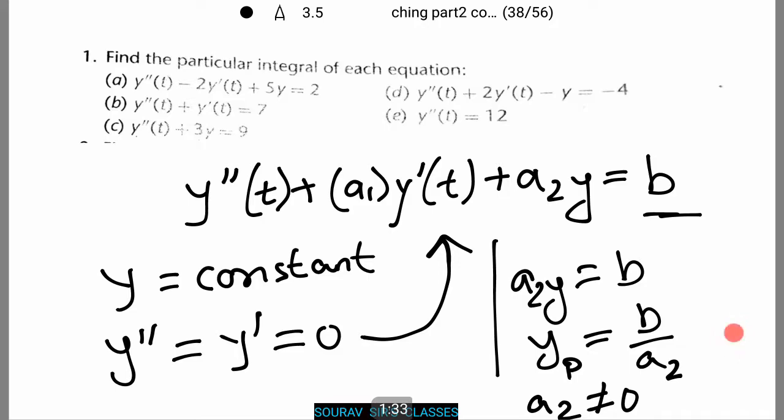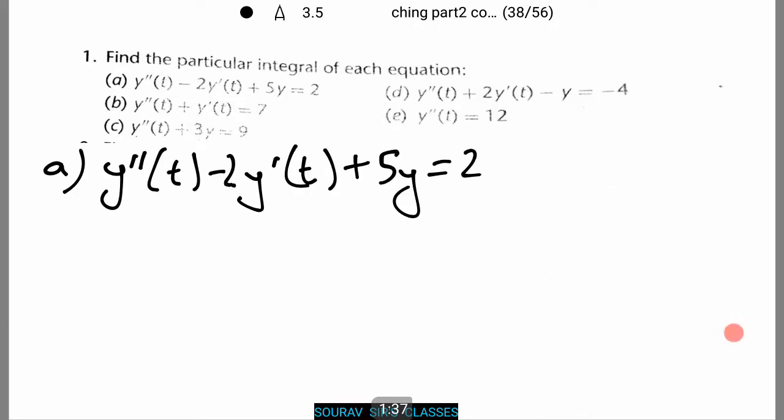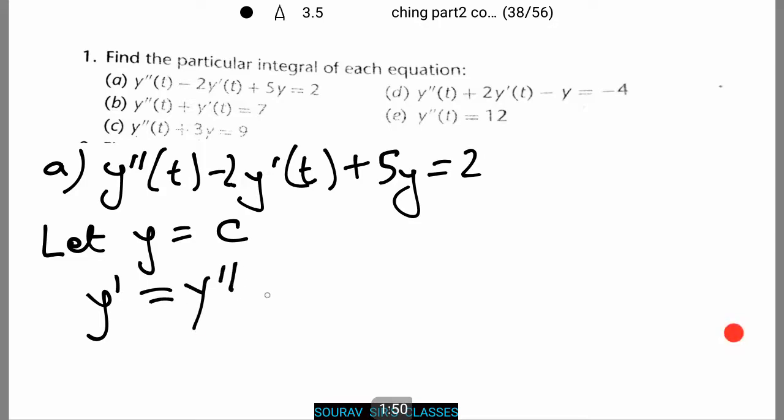Let's see how to do the first question. This is the first equation we have. Let's see how to do this. Let y equals a constant c. Therefore y dash equals y double dash equals 0. Now we will put these values in this function.